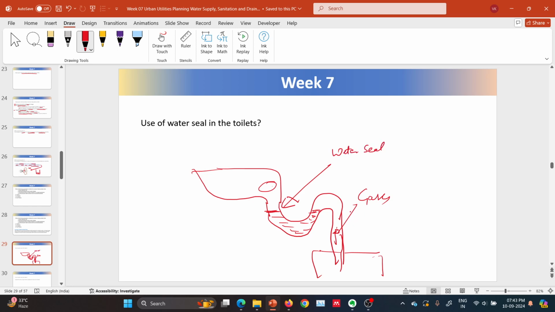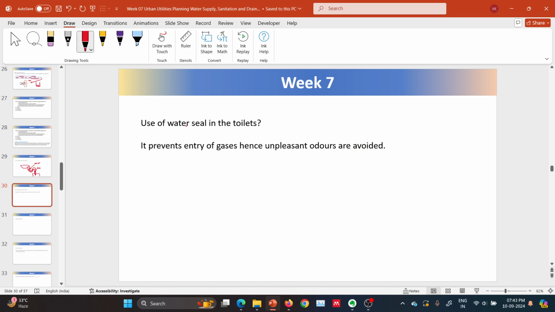It will prevent the flow of gases through this pipe, through this water seal, and the gas will not pass through it. And for passing the gases, we provide the vent pipe. Likewise, we don't allow the passage of gases into this room. So it prevents entry of gases, hence unpleasant odors are avoided.